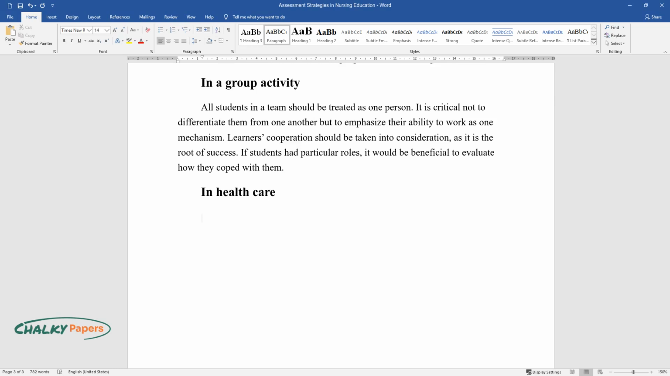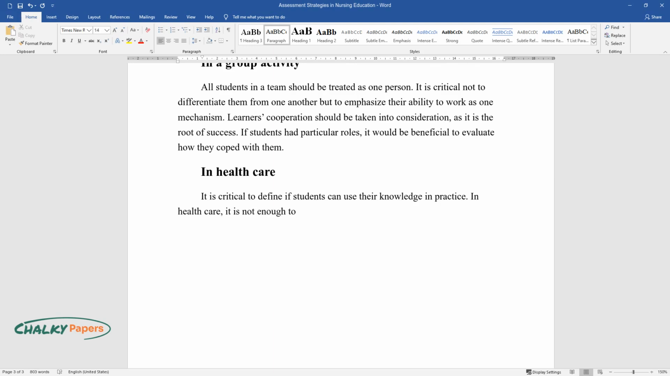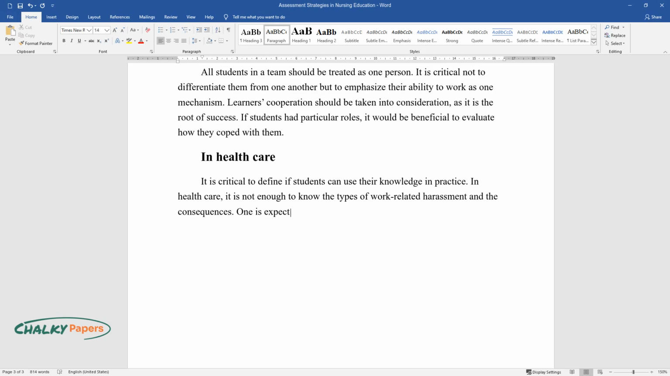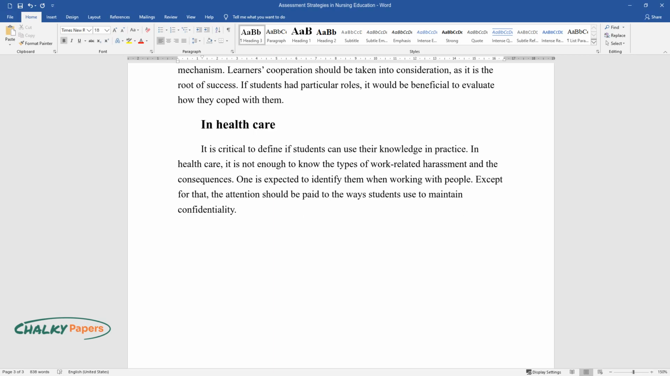In healthcare, it is critical to define if students can use their knowledge in practice. In healthcare, it is not enough to know the types of work-related harassment and the consequences. One is expected to identify them when working with people. Except for that, the attention should be paid to the ways students use to maintain confidentiality.